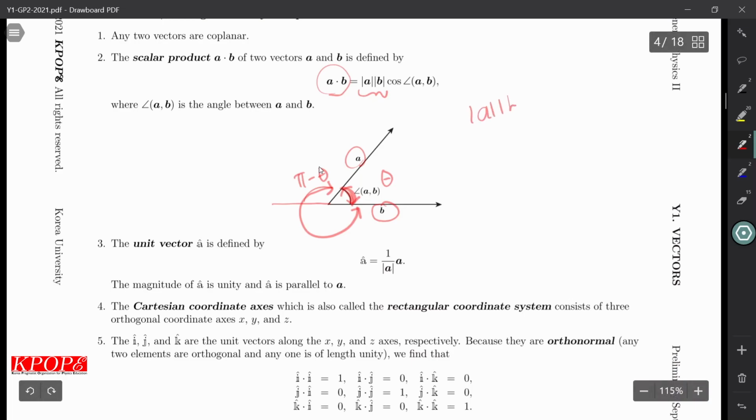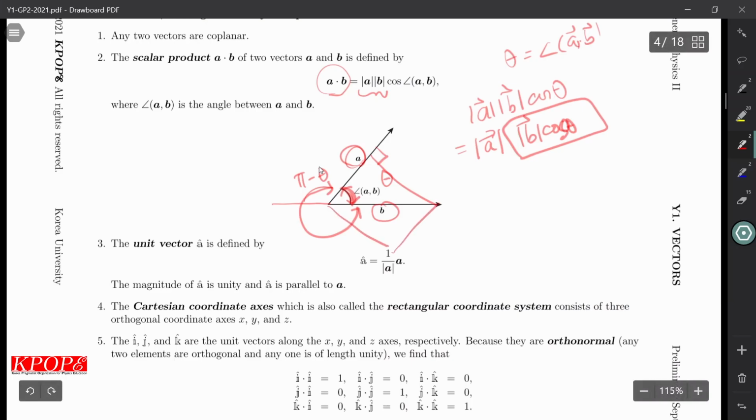A times B times cosine theta, where theta is the angle between A and B. We can rewrite this as A times B cosine theta. And this is the length of A and B cosine theta. We make a right triangle, and this length is B cosine theta.